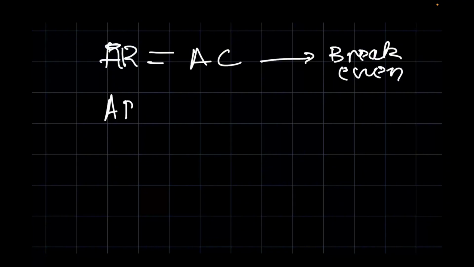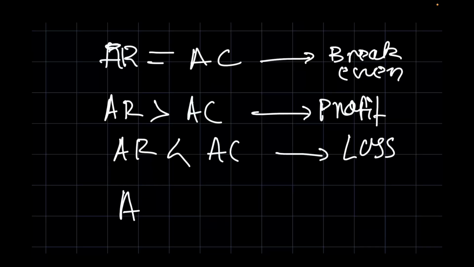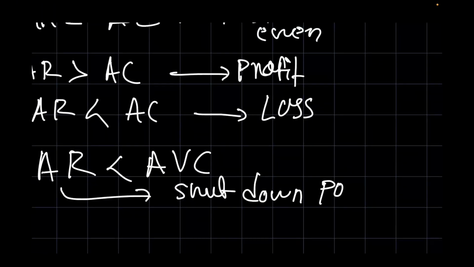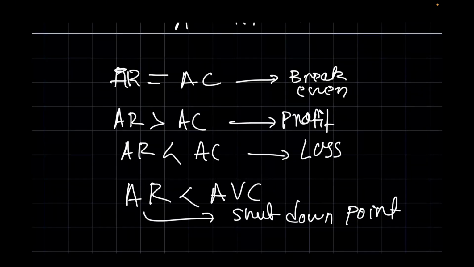Now when your average revenue is greater than average costs, it means there's profit. And when your average revenue is lower than average cost, it means there is loss. And this last one is really key. When your average revenue is lower than average variable cost, this is called a shutdown point. Beyond this, the firm will simply not be able to operate, so it is advisable to shut your firm down the moment your average revenue is lower than your average variable costs.